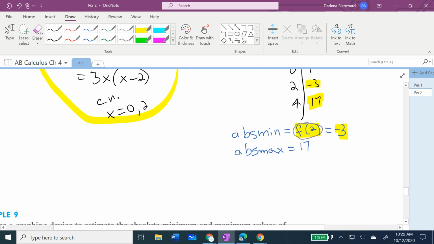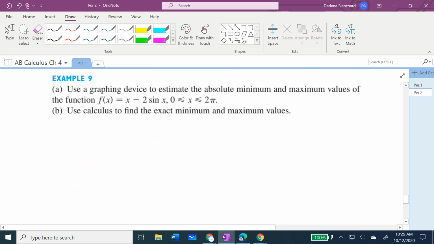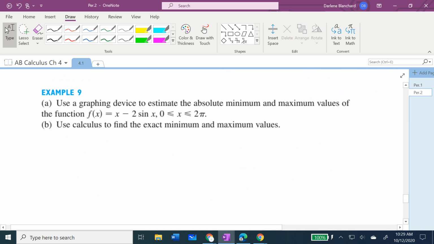And are you dying for a calculator? Do you want some calculator time? The age of the textbook we're using is now going to become obvious when it says to use a graphing device to estimate.